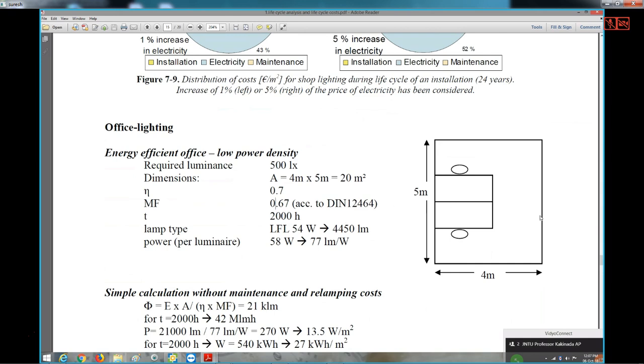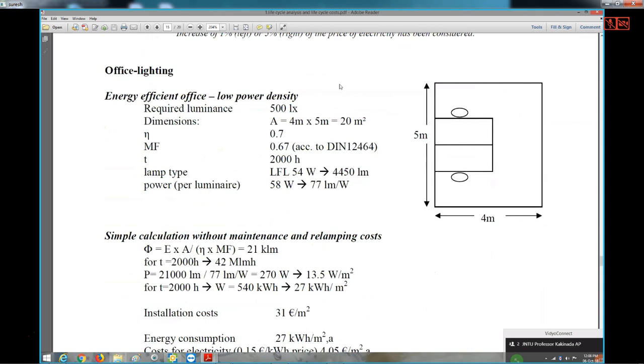And lamp type here we are using is LFL, that is 54 watts, which is delivering 4450 lumens. The power rating of this system is 58 watts, which is 77 lumens per watt.